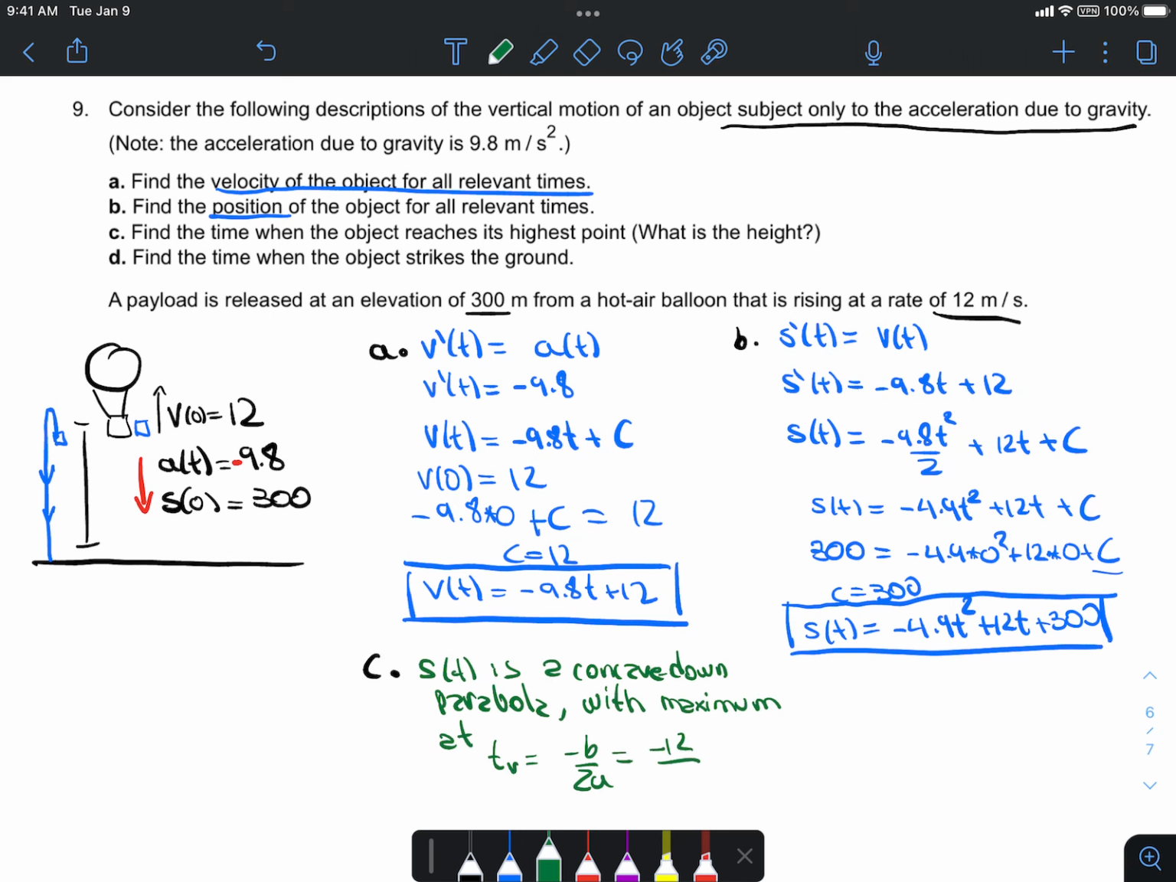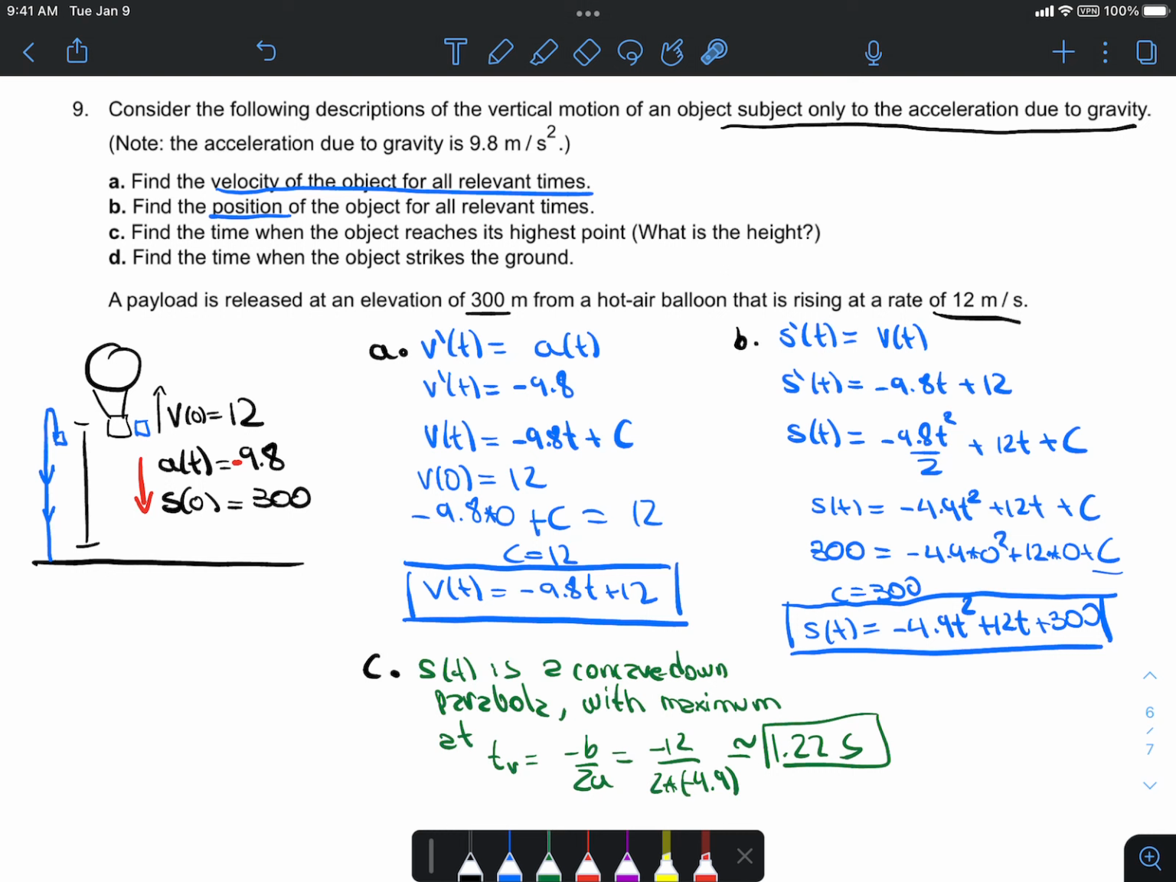So minus 12 over 2 times negative 4.9. So I can round that. I use my calculator to get a cool approximation. 12 divided by 9.8. So that would be about 1.22-ish seconds. So it's a pretty short time, right? Like I said, it's going to go up for a second and then it's going to start falling real quick. 1.22 seconds. That's the answer for C.